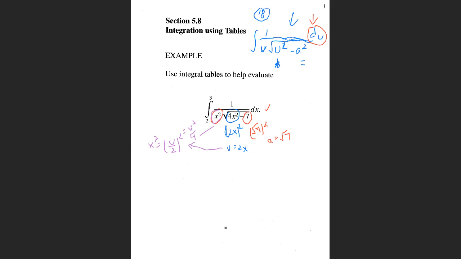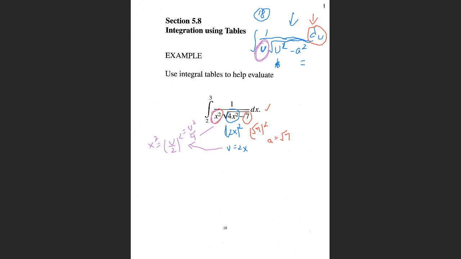Well, we don't have a u squared term here. We have a u term here. So it isn't quite a match. You see what I'm saying? It's close. Formula 18 is close, but it's not going to be quite a match.